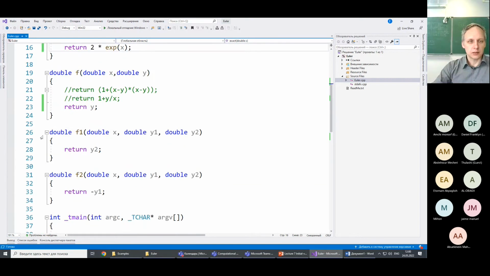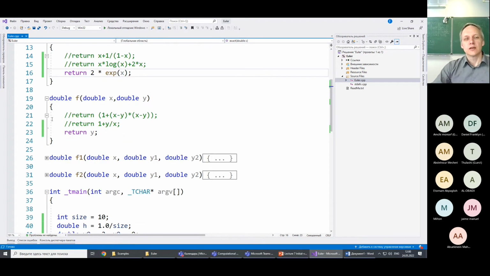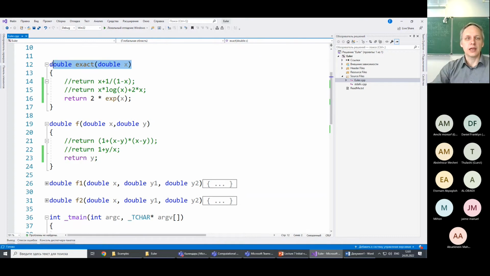Let's take the problem that we consider as a first example. What is the problem from the first example? f of x, y is y. Please look to the Visual Studio. f of x, y is y. It's the right-hand side of the equation. The exact solution in this case is 2 times e power x.